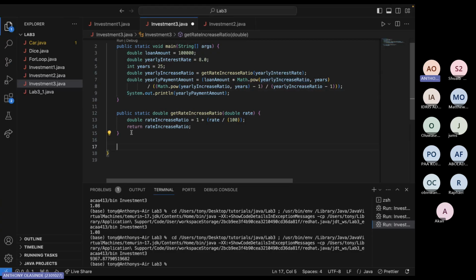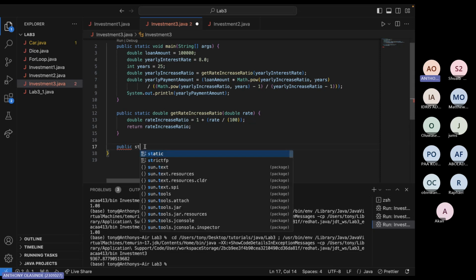So let's create that. Public, the same way we did this yearly increase ratio. We would have been writing all these 1 plus rate over 100 everywhere. We would have had to write it here, here, and here. That could be stressful. So instead of writing it in multiple places, we just put it in a method and call that method everywhere we want to use it. So public static.